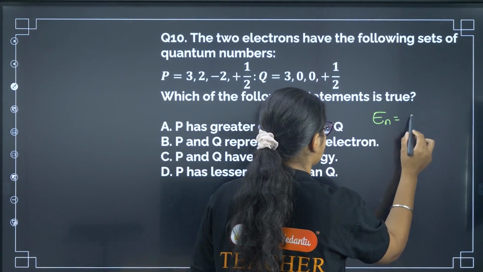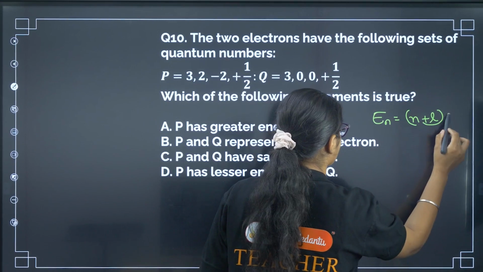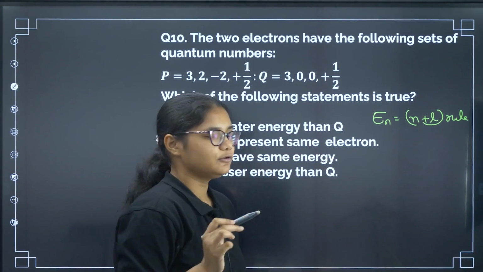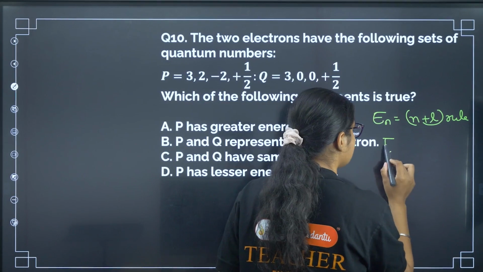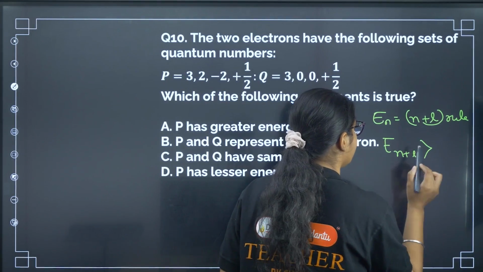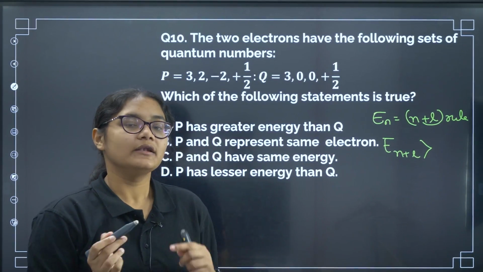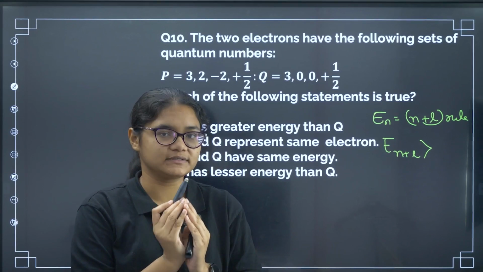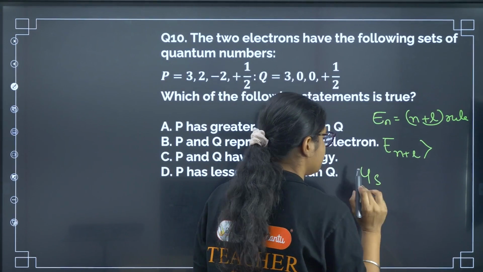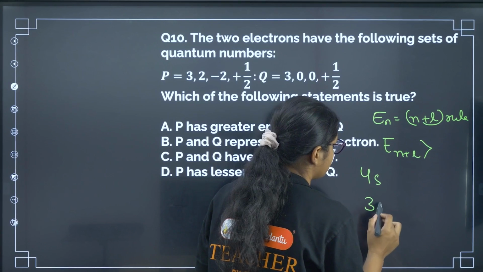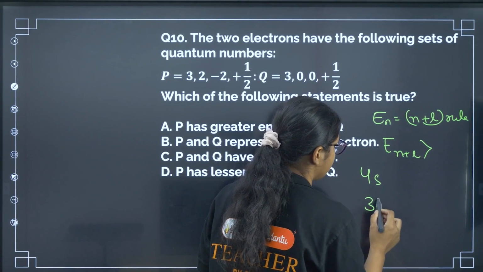To identify the order, it is the n plus l rule. Okay. What does this rule say? You have to calculate the n plus l value. The one whose n plus l value is greater, its energy will be more. Okay. Now suppose the n plus l value comes the same. For example, you take the 4s orbital, okay, and we can have the 3p orbital, right?